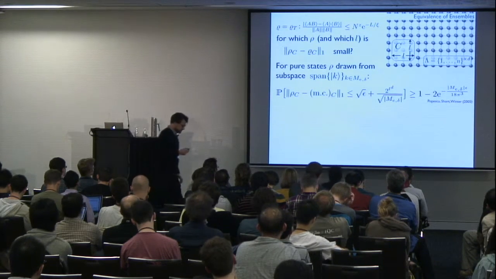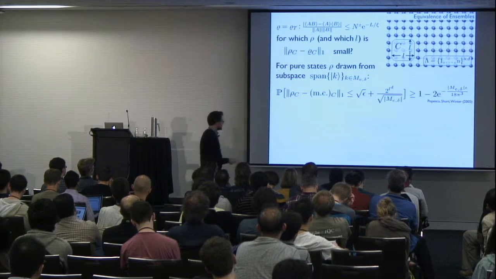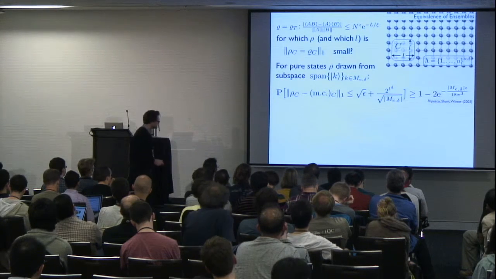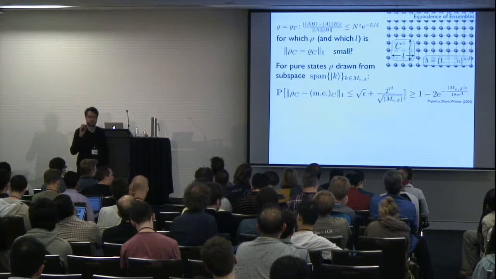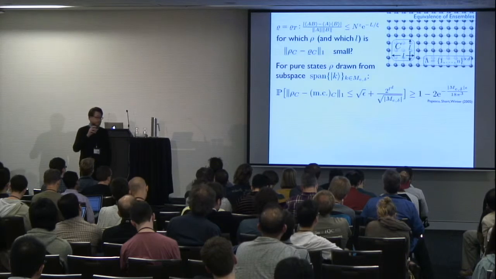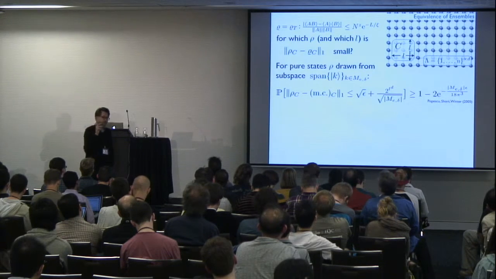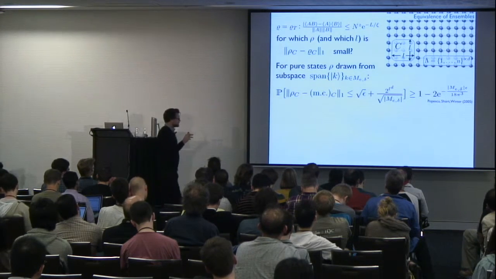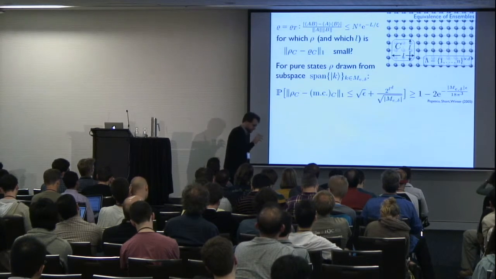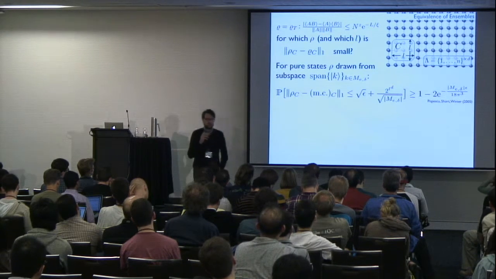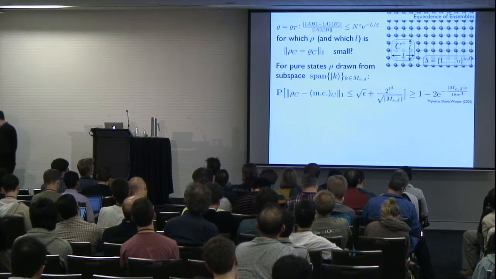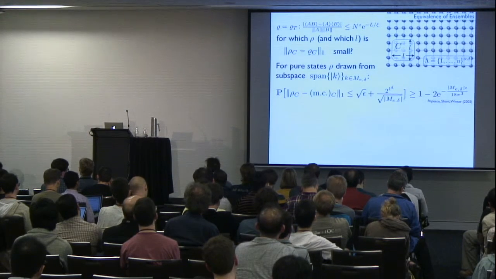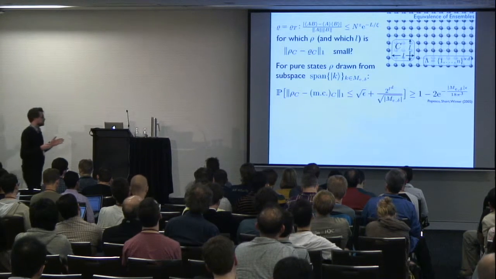Now that we have this result, we can say more. Just using this result of Popescu, Short, and Winter, which says that with high probability, if I draw a pure state from this subspace, then with overwhelming probability, it will look like the microcanonical state. Okay, so I draw a pure state from this subspace. If I look at it locally, then locally it looks like the microcanonical ensemble, so the projector on the subspace.